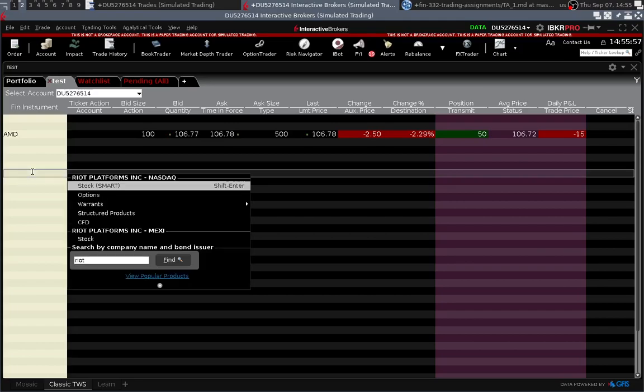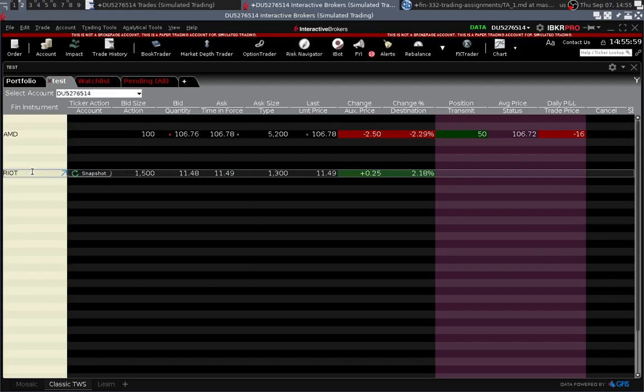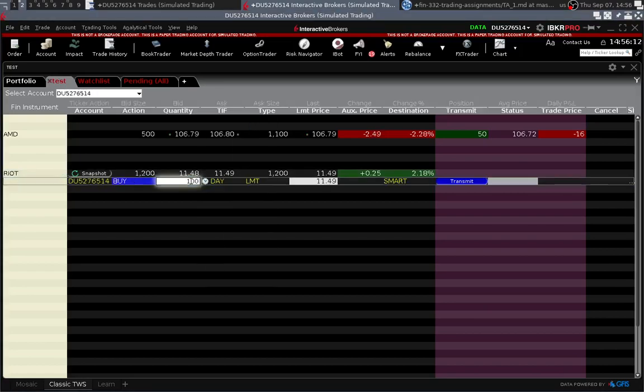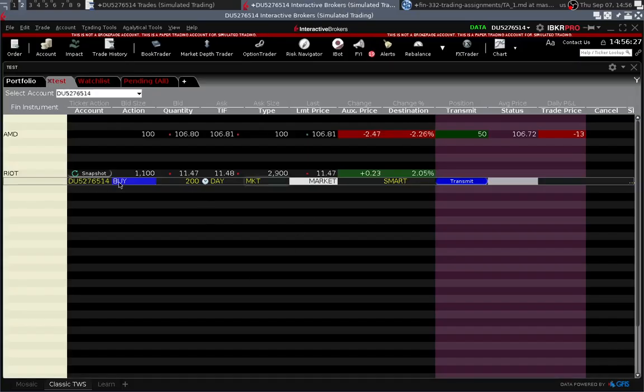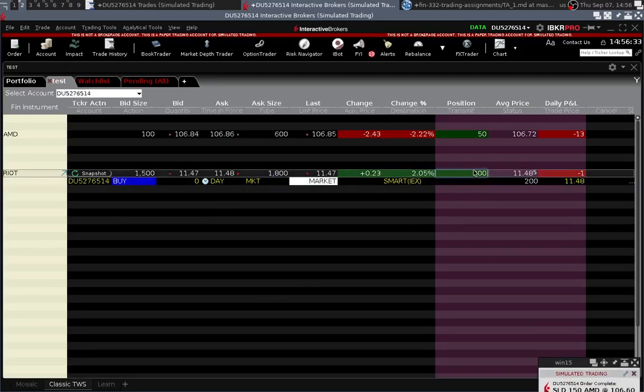I know I don't have any position in Riot Blockchain, so let me do this. I'm going to go ahead and buy 200 shares of Riot Blockchain, and we'll talk about the calculations for this. It won't hurt seeing two orders. Again, I tend to change this to 200 shares, because students will often let it default to 100, but really in no part of these assignments are you going to only trade 100 shares. 200, day, market, smart order, transmit. Good. So now I own 200 shares.